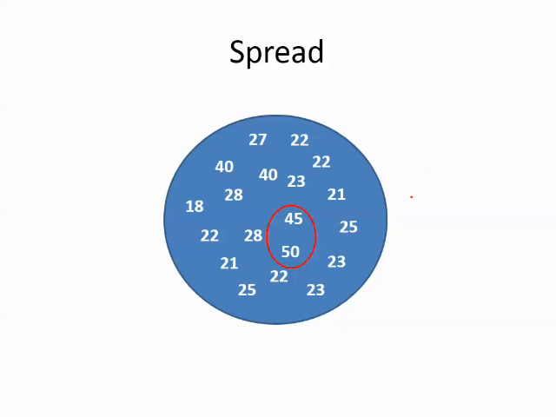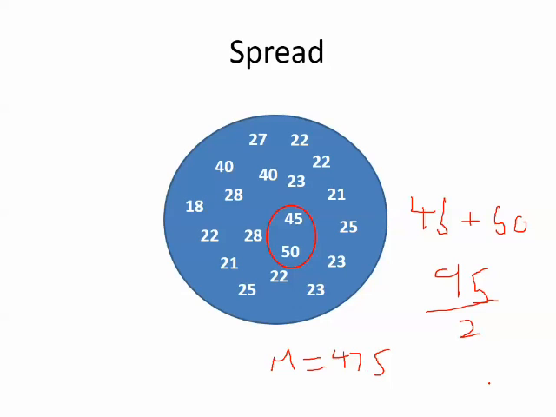So if we take 45 plus 50, that will give us 95. Excuse my poor handwriting here. Find the mean of that, so that's over 2. For this sample, we'll have a mean of 47.5. So the highest possible mean that we could possibly have here is 47.5.